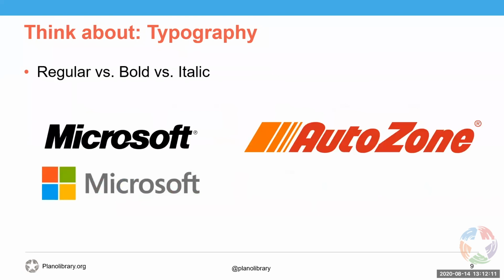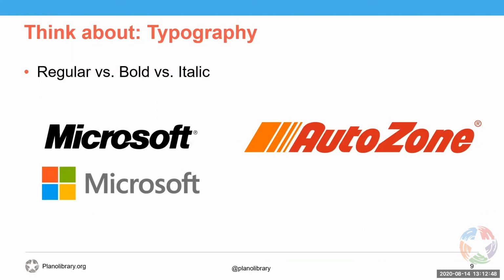Other things that we want to think about with typography are if we want to use the font just as is, regular, or if we want it to be bold or italic. So bolded fonts can seem more intimidating and permanent, and italic fonts typically convey a sense of movement or of speed. So Microsoft used to have a bolded italic logo to show that they were fast and moving forward. But now they're just a regular sans serif font to emphasize the clean design and modernity.